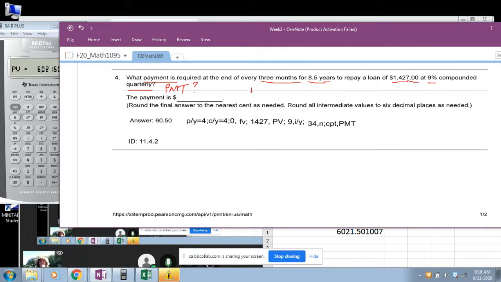Given N equal to 8.5 years, every 3 months, each year you have 4 quarters, multiplied by 4. So N equals 34, 8.5 years times 4. And then 1,427, that is the present value.